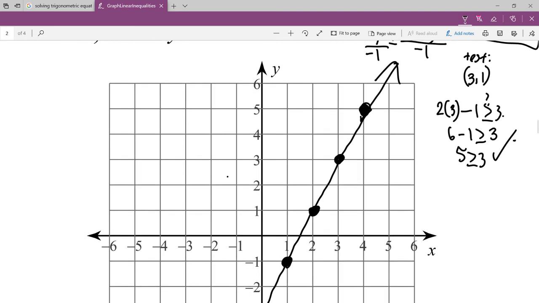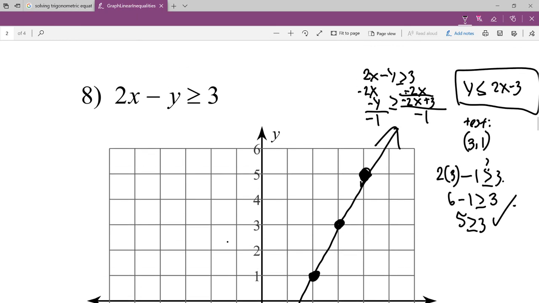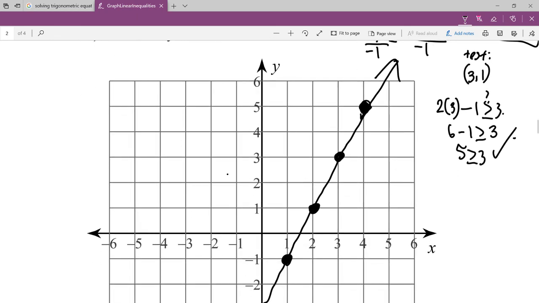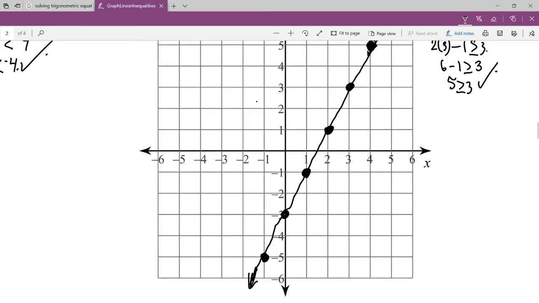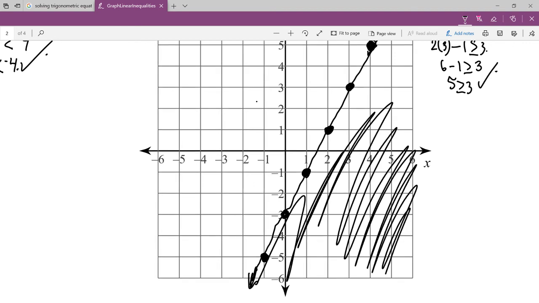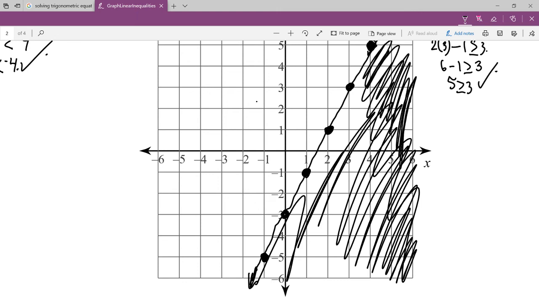So it was 3 comma 1. Since that is true, you go ahead and shade over here, because it means that all these other ones are going to be solutions as well.